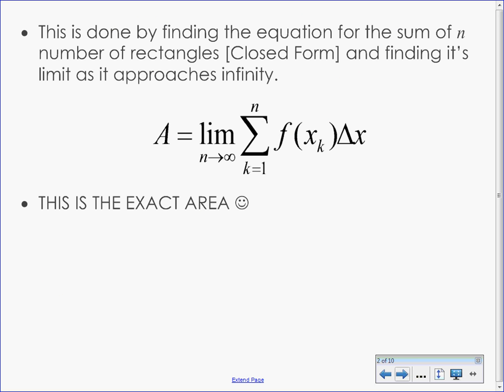It's going to involve a limit towards infinity. What we're going to do is find the equation of the sum of our number of rectangles, and take the limit as it approaches infinity. So we take the number of rectangles towards infinity, and they're going to be infinitely small rectangles, and we're going to add infinitely many of them up together to get our exact area. Now you know nothing of what this means right now. We will break this apart. Do not worry.